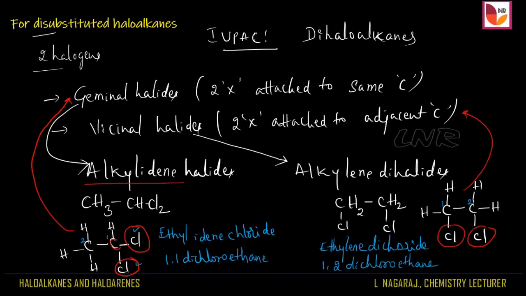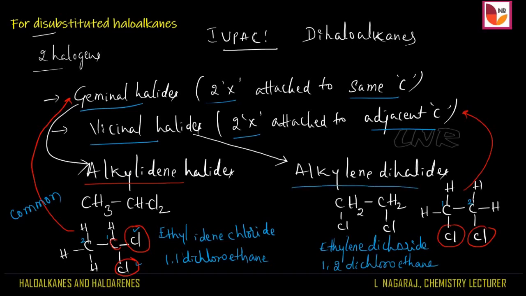If haloalkanes contain two similar halogen atoms, then the molecules are divided into two types: geminal halides and vicinal halides. In the geminal halides, the two halogen atoms are attached to the same carbon. In the case of vicinal halides, the two similar halogen atoms are attached to adjacent carbon atoms. In the common system, the geminal halides are named as alkylidene halides, and in the IUPAC system, they are named based on the IUPAC rules. And vicinal halides are represented as alkylene dihalides according to the common system.